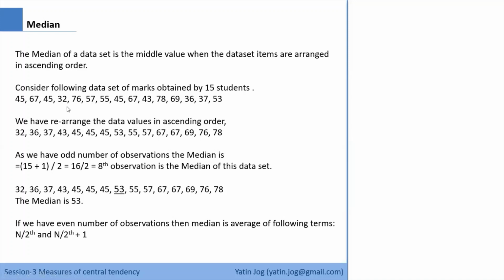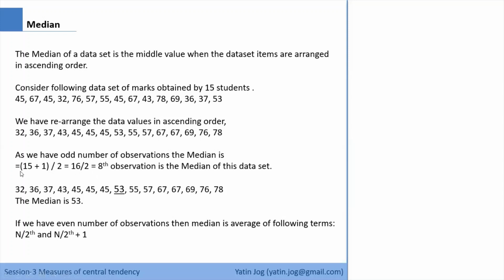Now suppose we have the same data set of 15 students. These are the 15 marks obtained by 15 students. The first step is to rearrange the data values in ascending order. So minimum is 32, maximum is 78. Based on the number of observations, there are two different methods to calculate median: odd number of observations or even number of observations. Right now we have 15, an odd number.